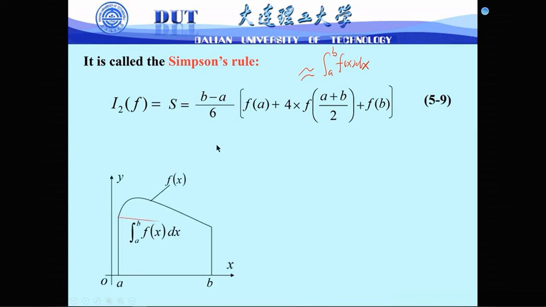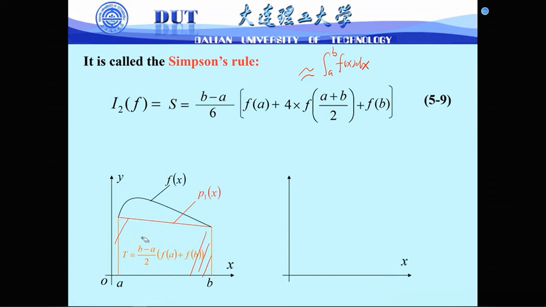Let's show you the geometric meaning. For the trapezoidal rule, this is fx. By the trapezoidal rule, that means we use a P1 straight line to connect the 2 points to obtain a straight line. Then we use the area of this trapezoid to approximate the area of the curved trapezoid under fx. So this is the trapezoidal rule.